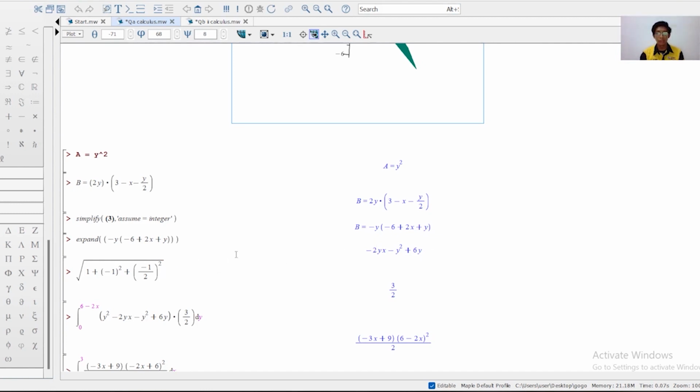Next, we find the value of dS. So we put into this formula the square root of 1 plus negative 1 squared plus negative 1 over 2 squared. And then we get the value of dS is 3 over 2.